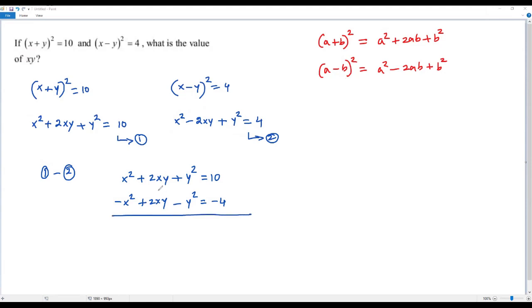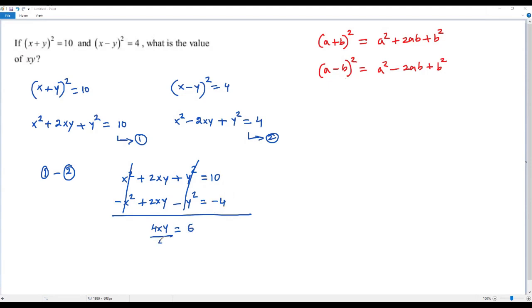Now let's simplify this one. Positive y² and negative y² will cancel out. Positive x² and negative x² will cancel out. When I combine positive 2xy and positive 2xy, I get positive 4xy. On the right side, when I combine positive 10 and negative 4, I get positive 6.